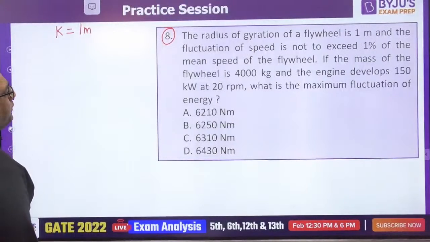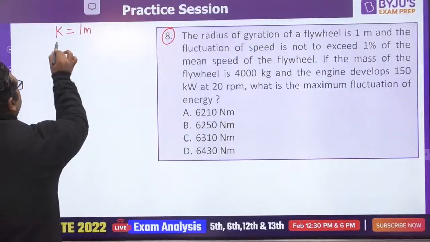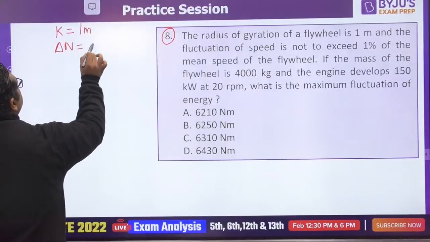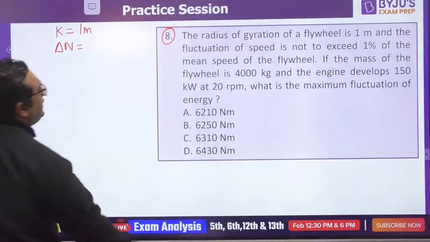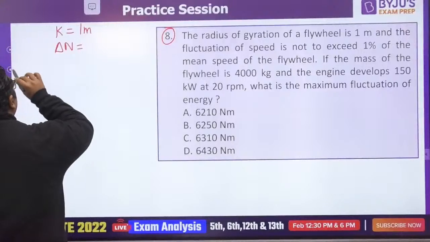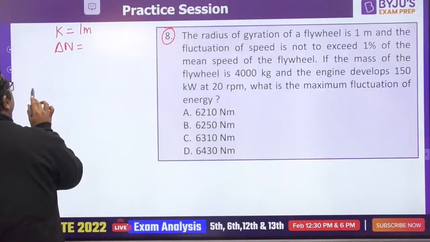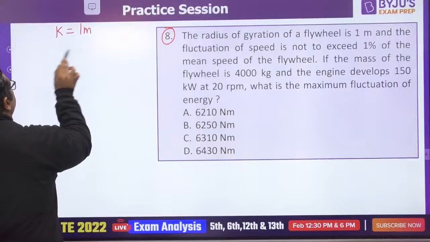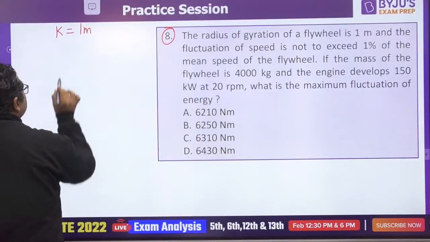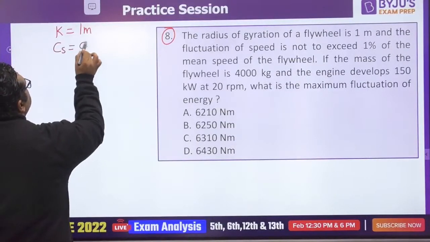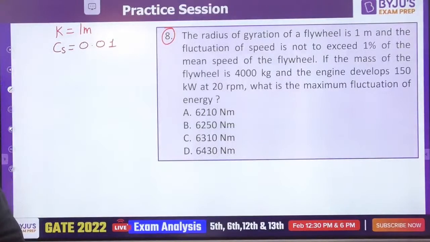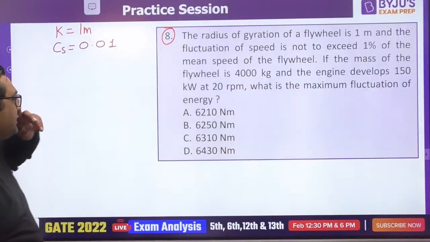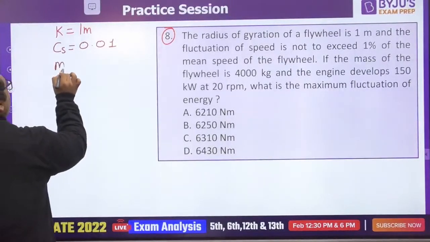And the fluctuation of speed is not to exceed 1% of the mean speed. Okay, delta N is, it is saying that not to exceed 1% of the mean speed. So you can say directly CS is given to us actually. CS is 0.01. And the mass of flywheel is 4000 kg.